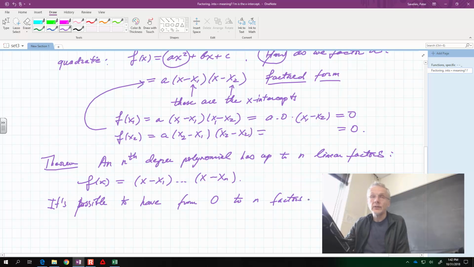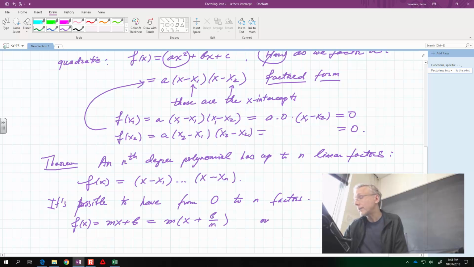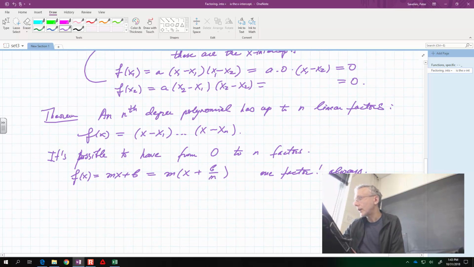Okay, so let's take a look at it. Is it really possible? And the answer is, it's not actually possible with linear polynomials. We already did that. The general linear polynomial mx plus b can always be put in the form m times (x plus b over m), and so it has been factored. So one factor. That's the thing about linear polynomials: it always has one linear factor.